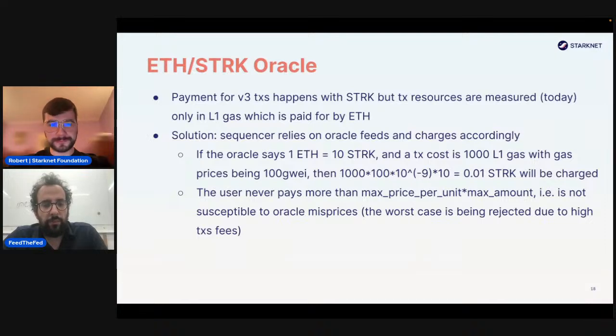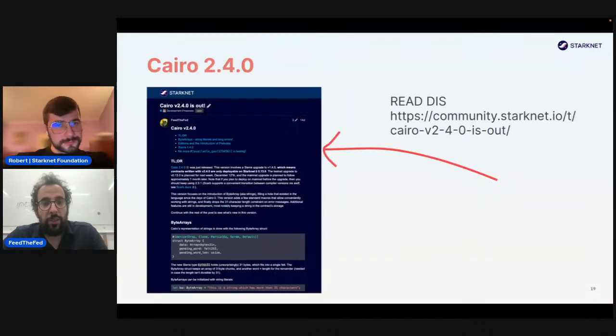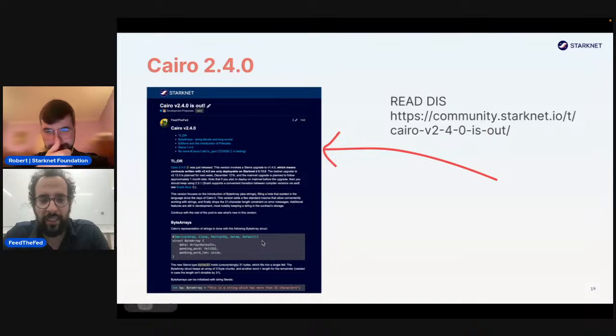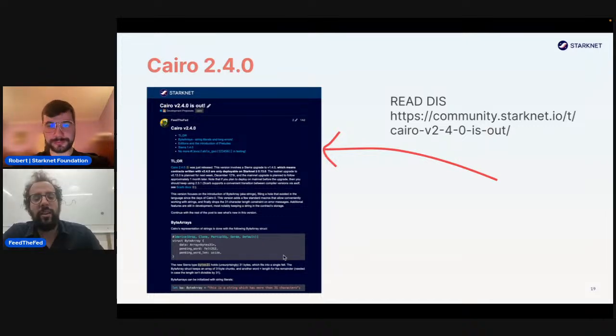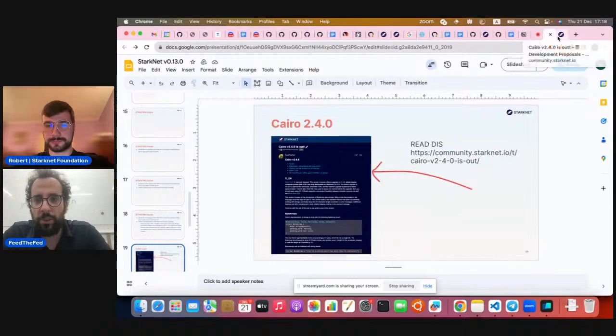Awesome, thank you. Okay. So not a lot to be said about Cairo. You should read this post, which I will very quickly go over, but it really dives into the changes in the new version. So I'll just show you briefly what you are missing.